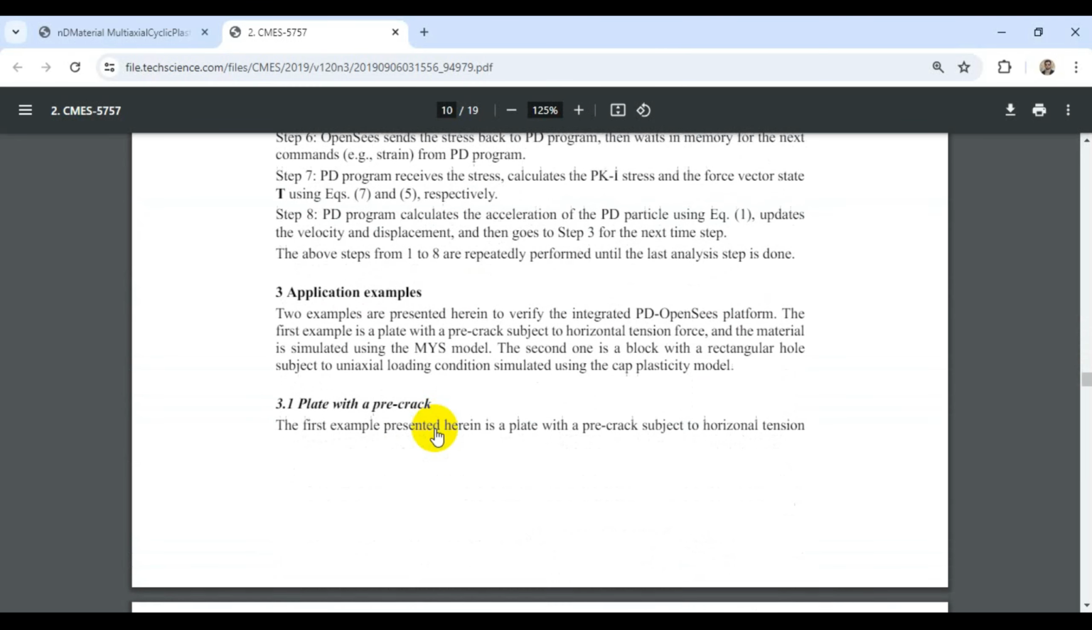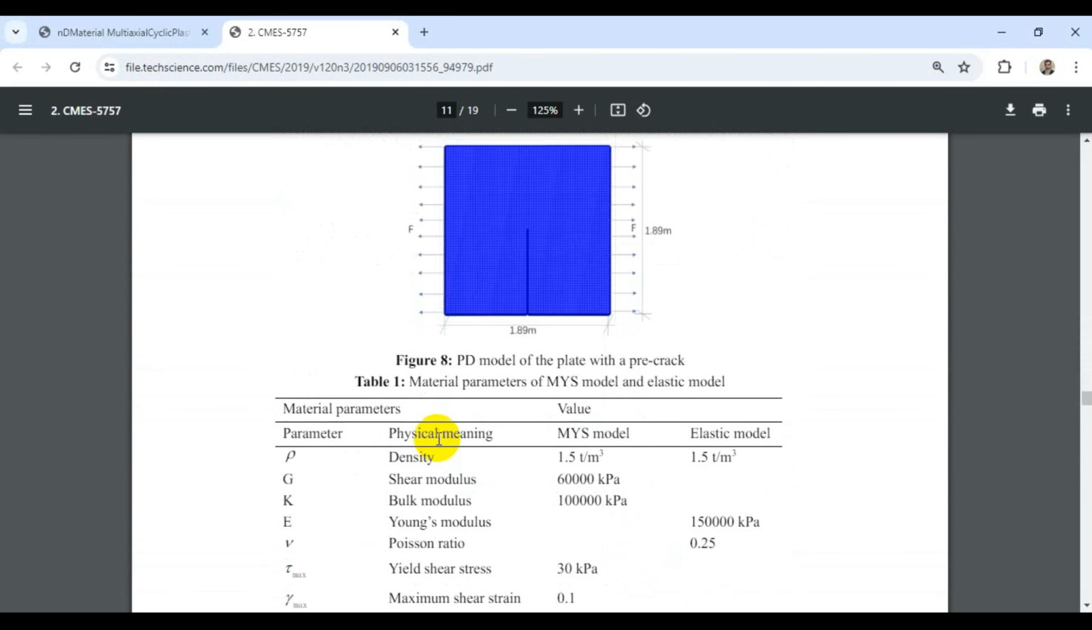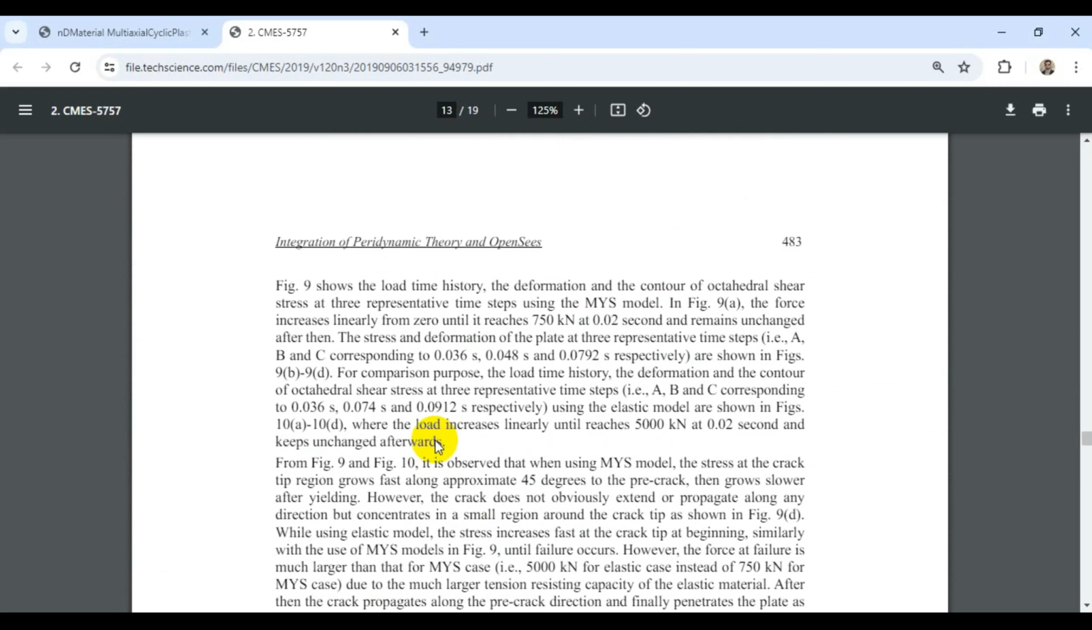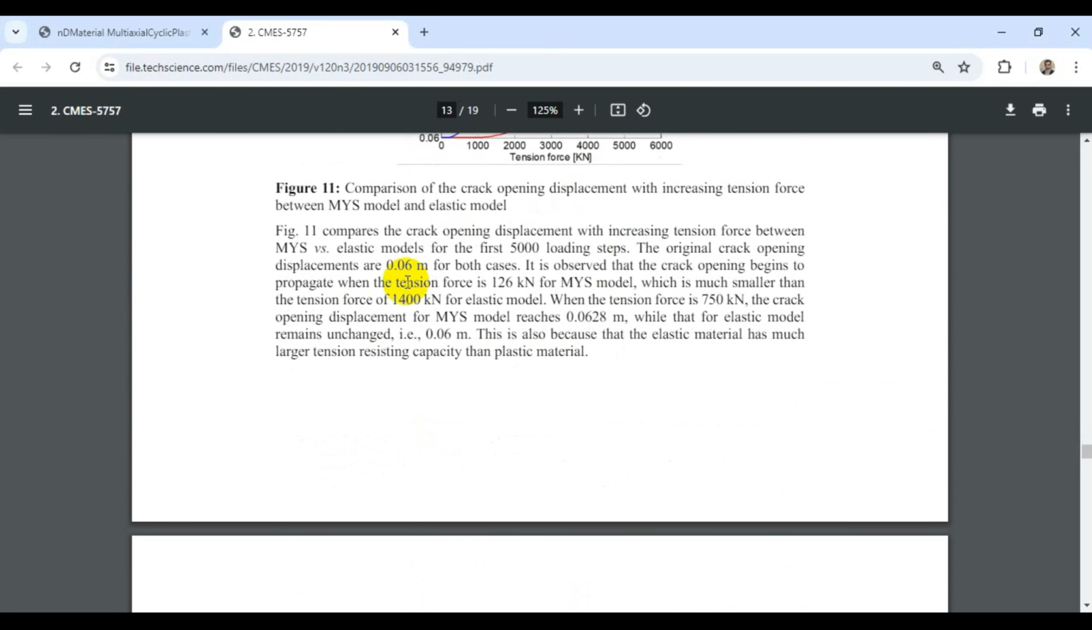The formulation is given as well. So you can study about these details in this research article.